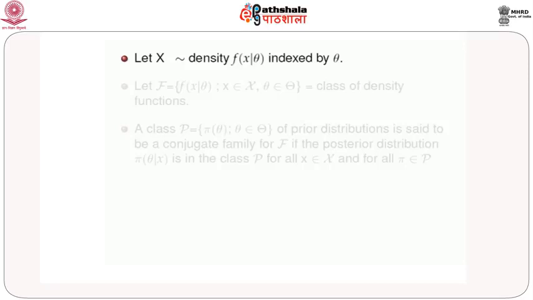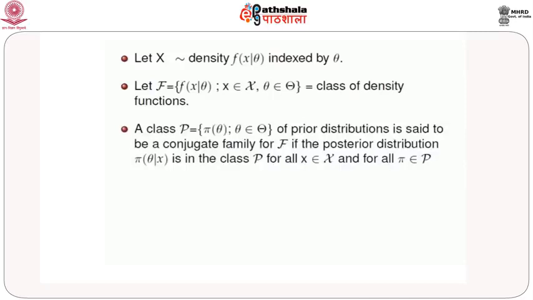Let X be a random variable having the density f indexed by theta. Suppose script F is a class of density functions f indexed by theta, and theta belongs to the parametric space script Theta, and x is a member of the sample space script X. A class P of prior distributions is said to be a conjugate family for the class of density functions F if the posterior distribution of theta given the observation x is in the class P for every x belonging to the sample space script X and for every prior distribution pi belonging to the class P.